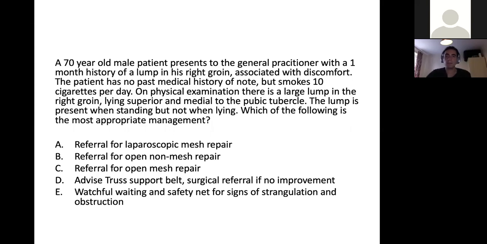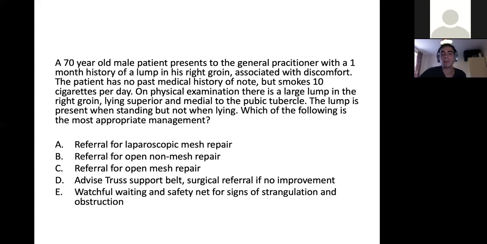Okay, so most of you have said option A, which is laparoscopic repair, with E also an option, and C and D popular choices as well. Let's go through it. We have a 70-year-old male with a lump in the right groin, so we're already thinking this might be a hernia.